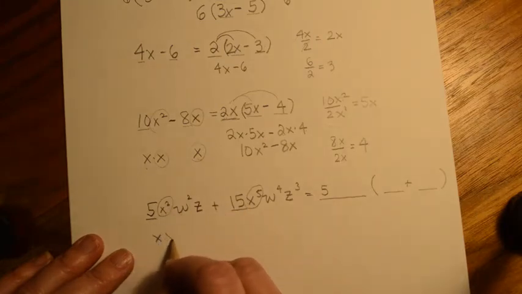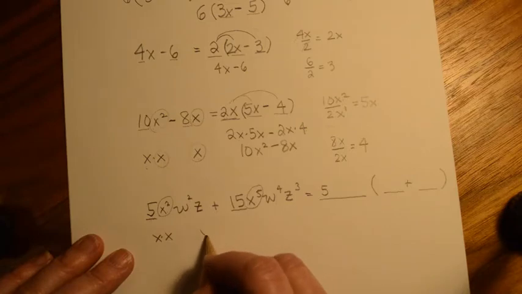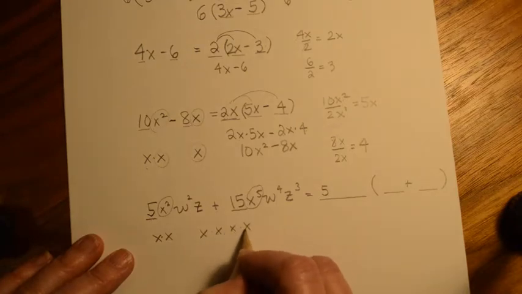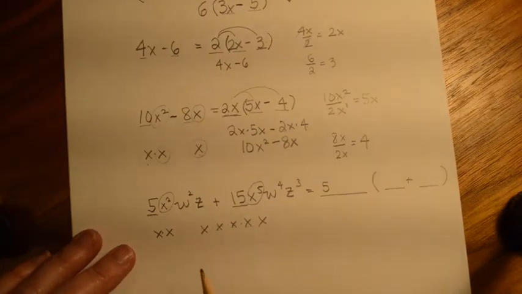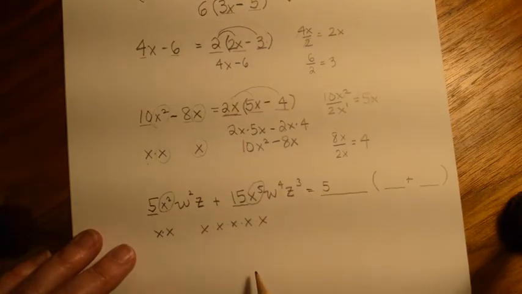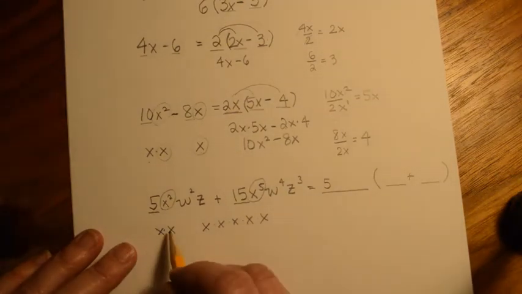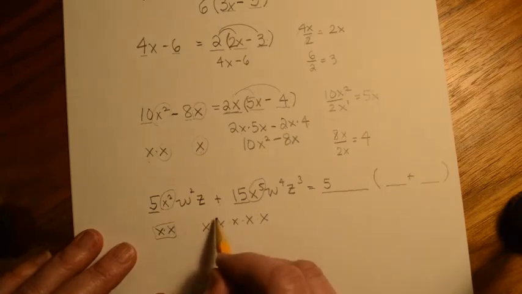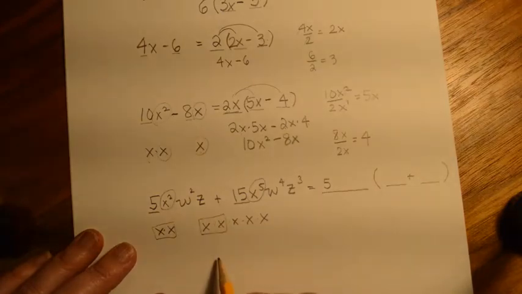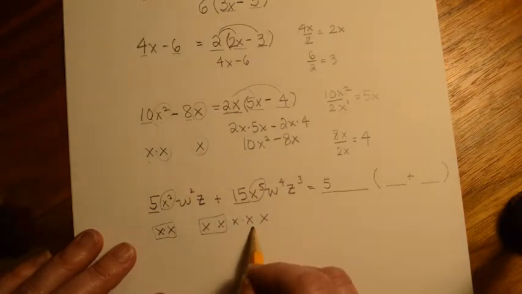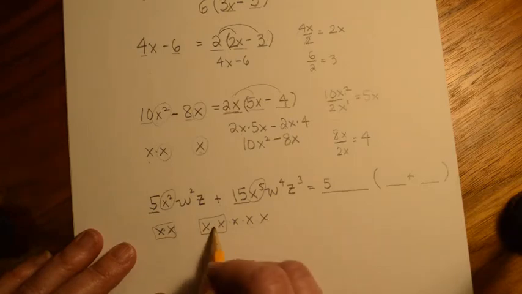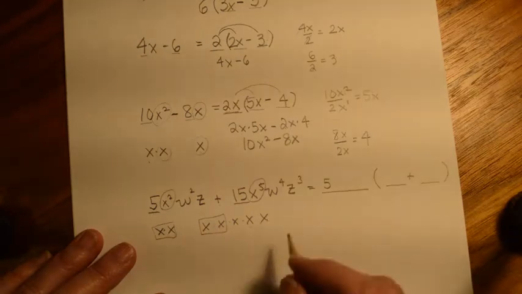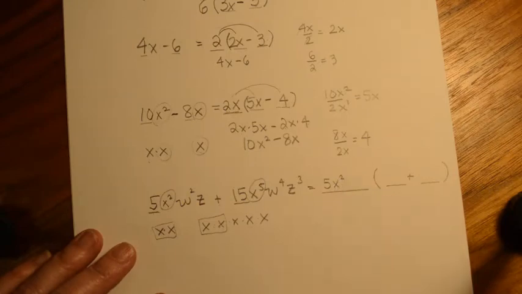So again, this is an x times an x, and this is an x times x times x times x times x. What do they both have? Well, hopefully you say they both have x squared. 2 x's right there multiplied together. This guy has extras. He's got 3 extras, but they both have an x squared in common.